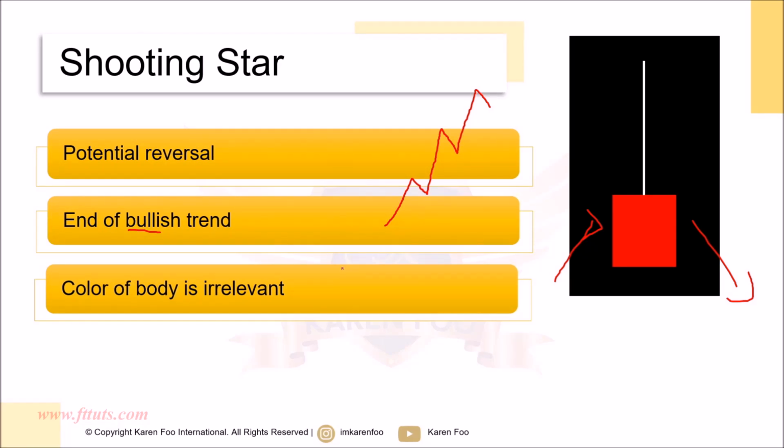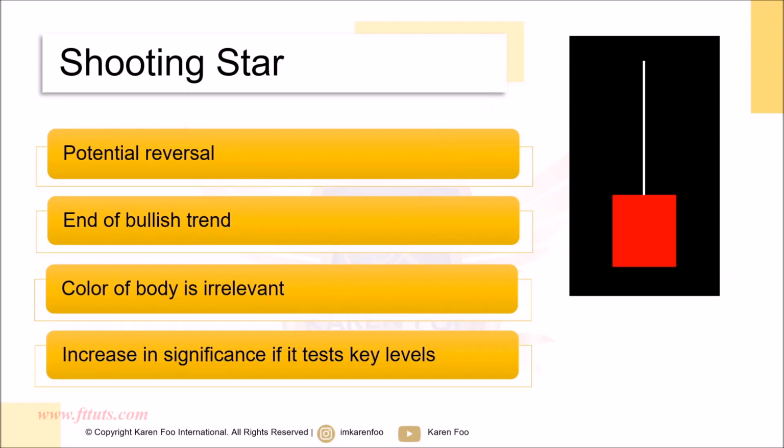And the color of the body is irrelevant. Now, because this is a bearish signal, ideally you want it to be red, but even if it's green, it's still okay. And it increases in significance if it tests key levels, okay? So the color of the body is not that important because the context is more important.